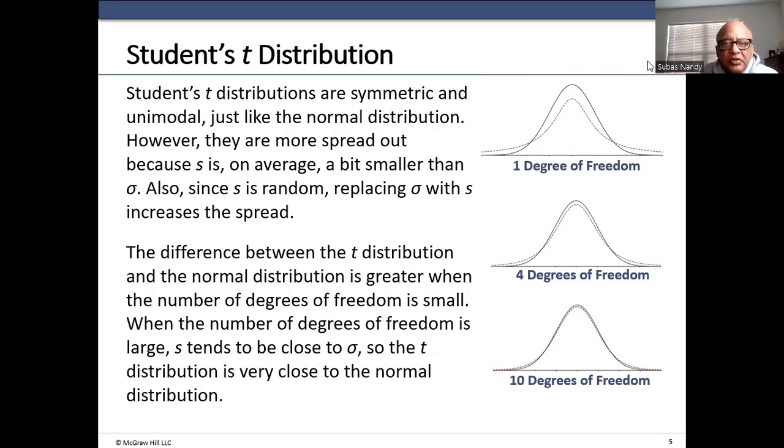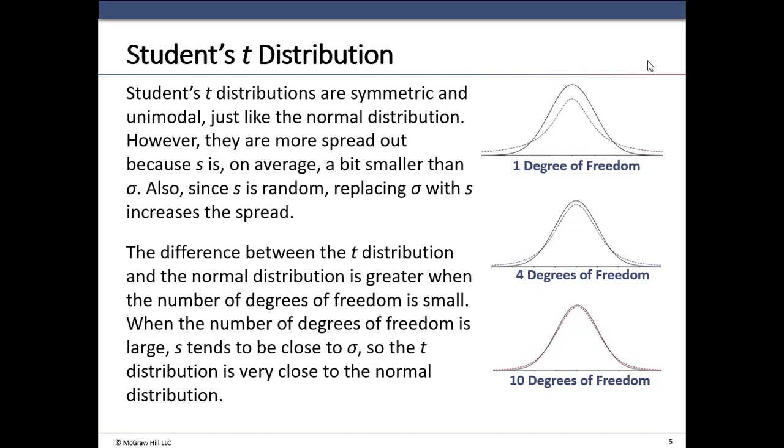Student's t distributions are symmetric, just like the normal distribution. That means it's a bell-shaped curve. However, they are more spread out. So in the top diagram with 1 degree of freedom, that means sample size of 2, the lower curve is the t distribution and the upper curve, solid curve, is the z distribution. As you can see, the lower curve, which is the dashed curve, has wider tails at the left end and at the right end. Further, its peak, where the relative frequency is highest, is less than the relative frequency of the normal distribution of the solid curve on the top.